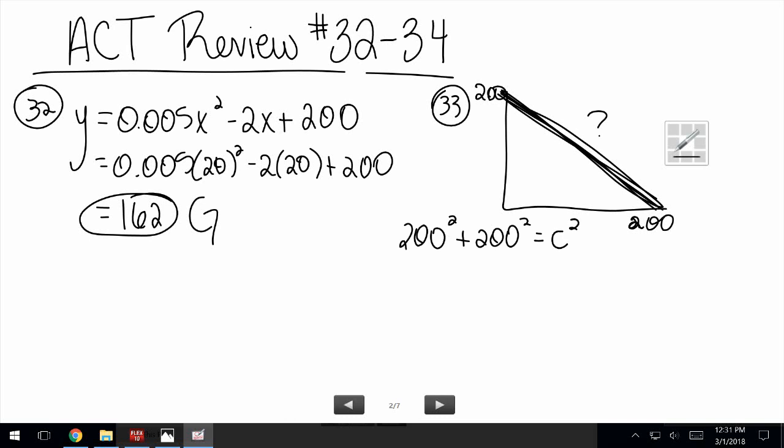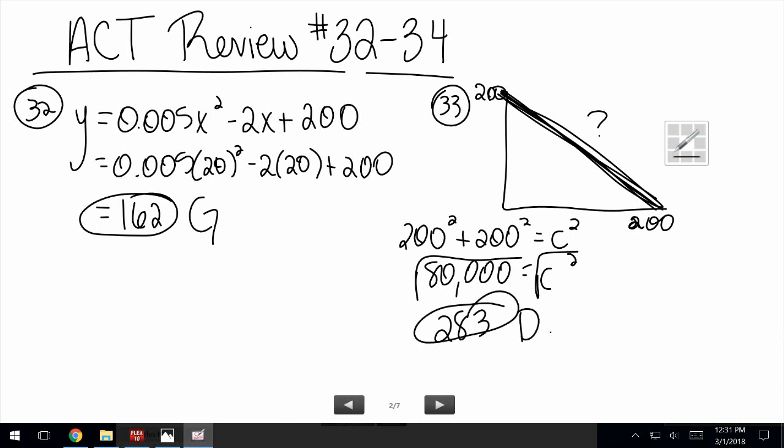All right, let's see. 200 squared plus 200 squared is 80,000? Okay. Just make sure I have the right amount of zeros. All right, square root that, and you're going to have to do that one. Are they rounding? Yeah, but look at our answer choices. Our answer choices are whole numbers. 283. All right, and that is D.